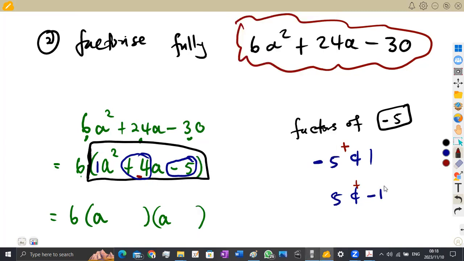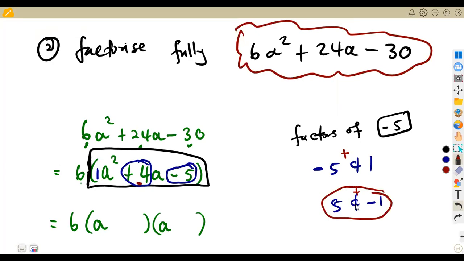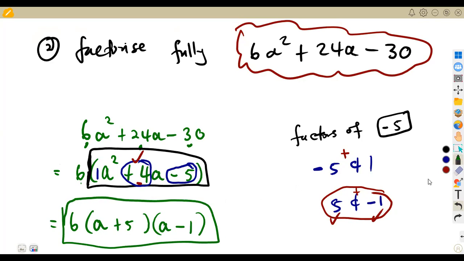So meaning to say, from these two numbers, 5 and negative 1, if I add these two numbers, I obtain a positive 4, which is the same as this one. So these are the two numbers that I'm going to write in my bracket. I'm having 5 and minus 1, 5 being a positive and 1 being a negative. So that means at the end, I've managed to factorize this in simplest form.